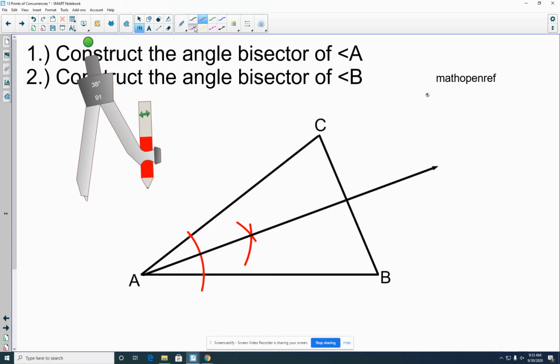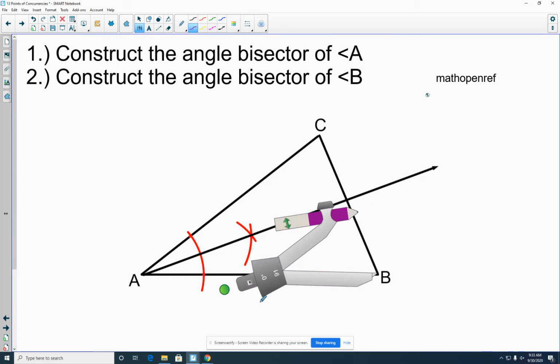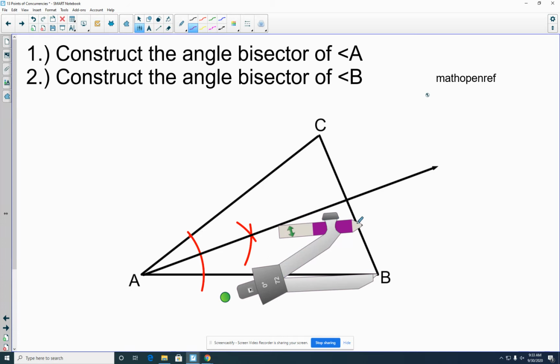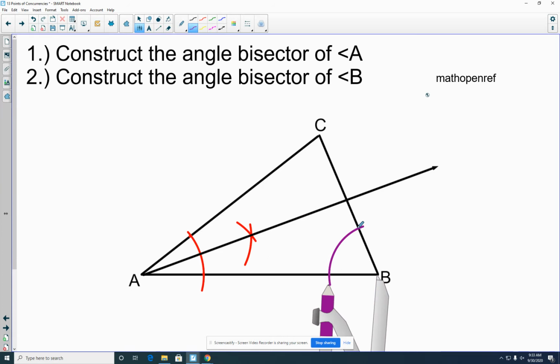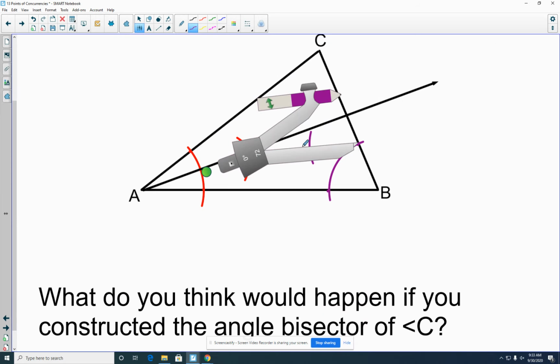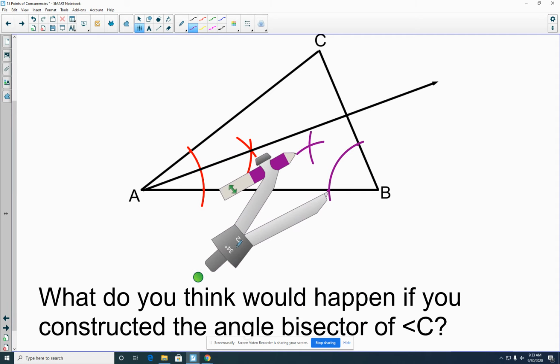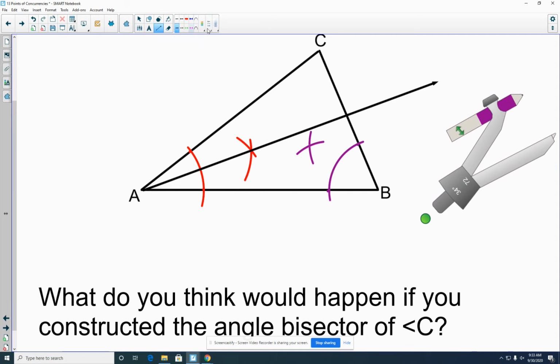So I'm going to take this color, go to B. All right, so I'm going to swing through B. Point of intersection here and here. So 2 more arcs from those points. Have an arc here, an arc here. Connect from B to the point of intersection.